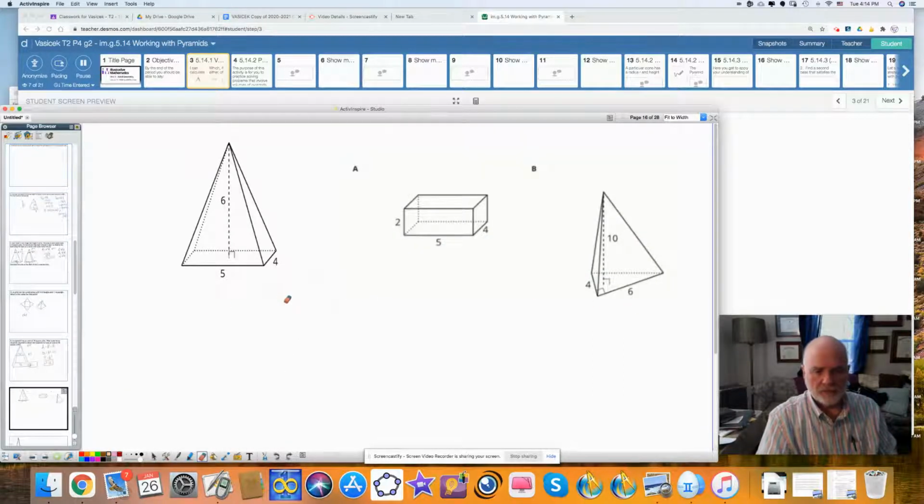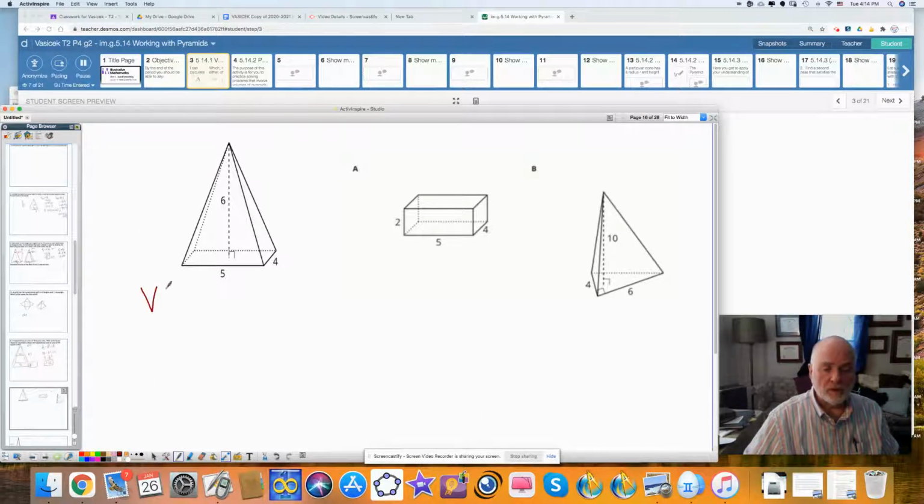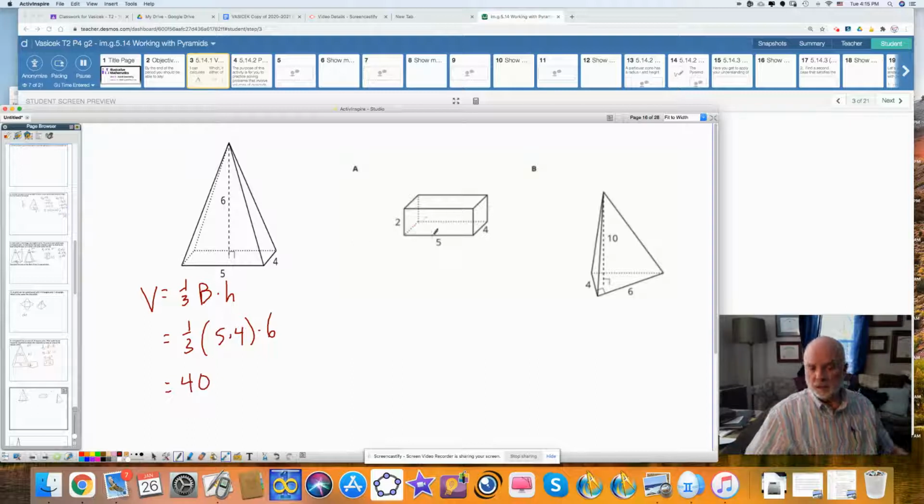So here I have the pyramid. The volume of a pyramid is equal to 1/3 the area of the base times its height. So this would be 1/3 times the length times the width, 5 times 4, times the height, which is 6. This is going to be an answer of 40. This is a rectangular prism. The volume is equal to the area of the base times the height, which is length times width times height, which is 5 times 4 times 2, which is 40.